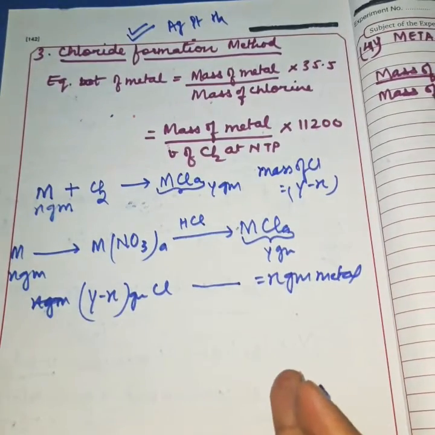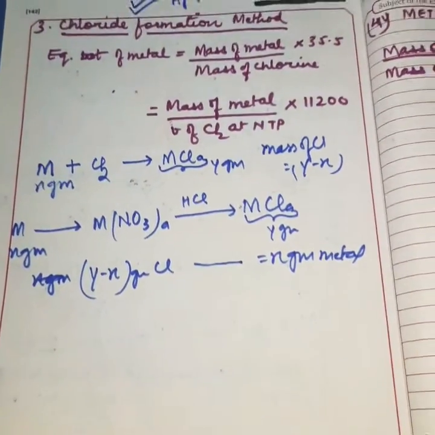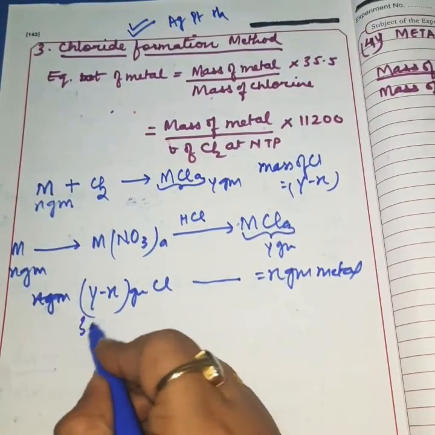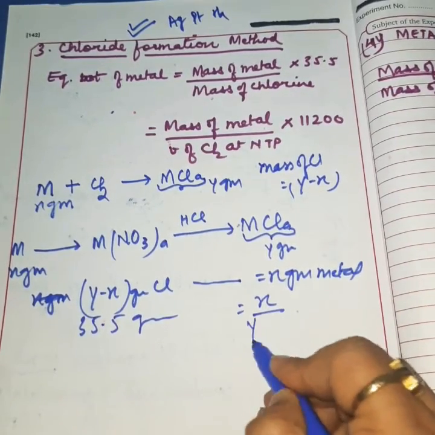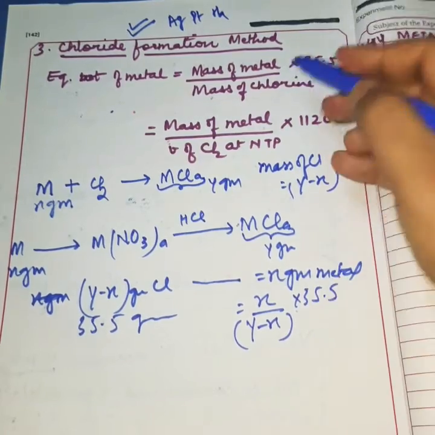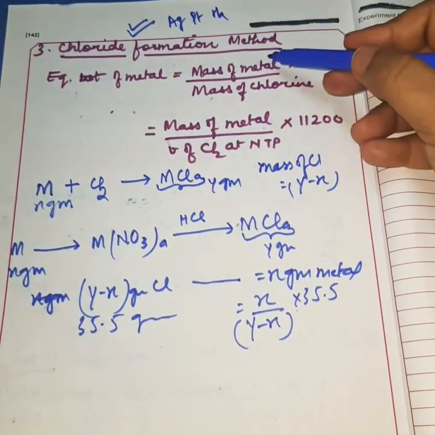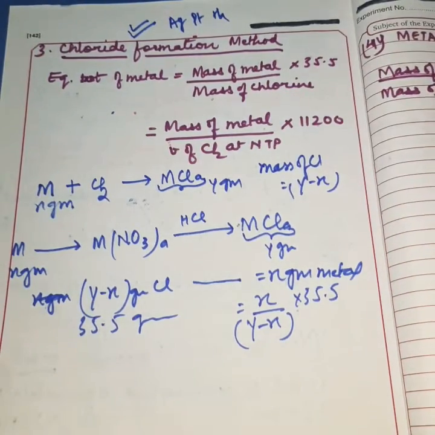Now how much is the standard value taken for chlorine to calculate equivalent mass? That is 35.5 parts. So 35.5 gram chlorine combines with X upon Y minus X multiplied by 35.5. See, same. X is mass of metal, Y minus X is mass of chlorine, multiplied by 35.5 gram.